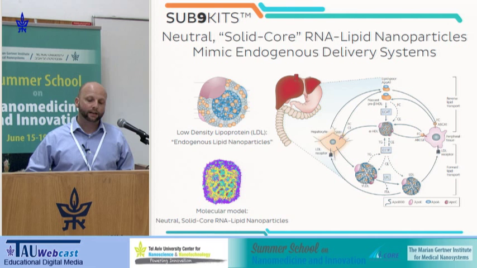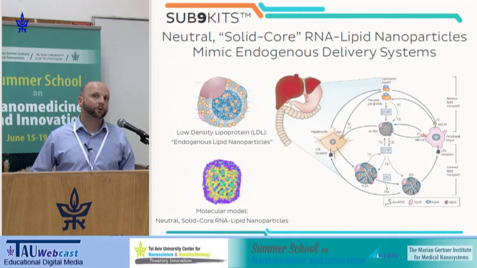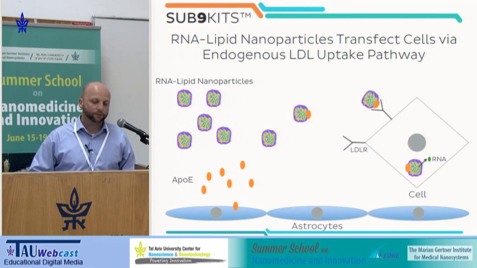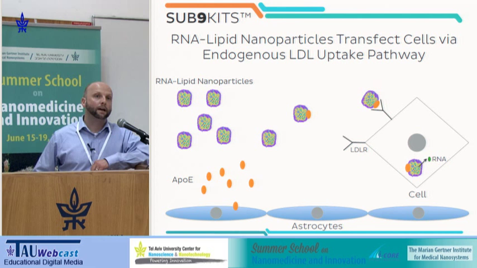And what happens when you inject these into animals, humans, or into your petri dish is they take up the lipoprotein. They steal the lipoprotein from your blood, or from your endogenous lipid nanoparticle systems. So shown here in this schematic, if you add these nanoparticles, they take that ApoE, and they're taken up into cells through the ApoE receptor, so the LDL receptor. A very efficient, very useful way to get into the cells.